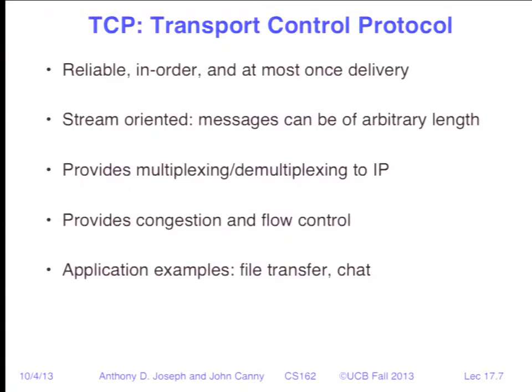So congestion control is how we deal with the fact that, for example, if we're using a wireless network, it could be very crowded. And we want to fairly share that bandwidth across all of the different users of the network. So TCP tries to be fair when it's using the network.